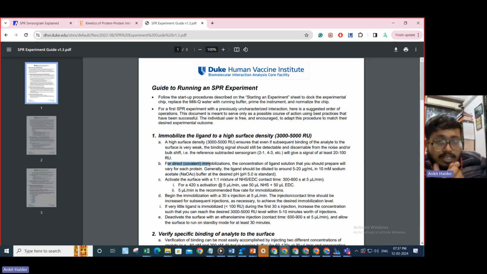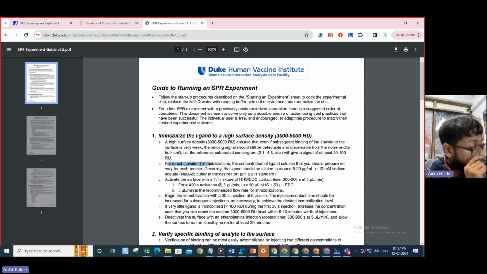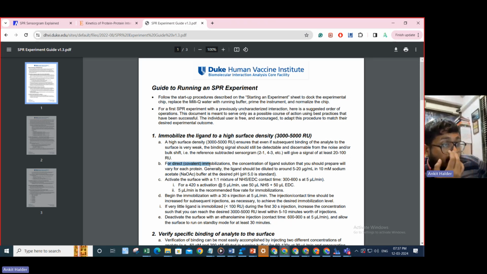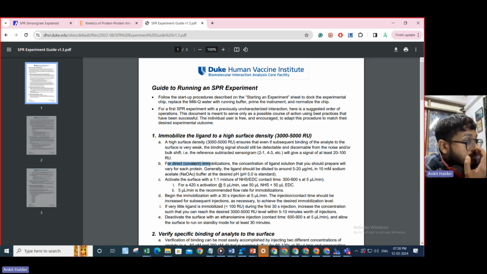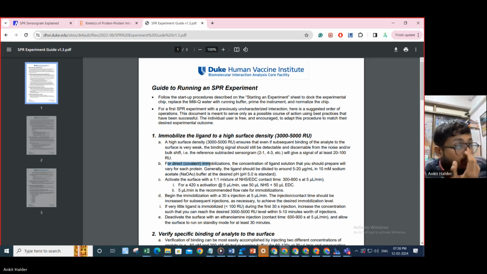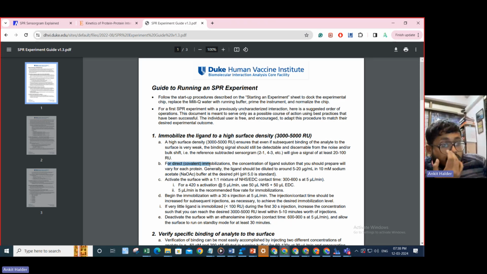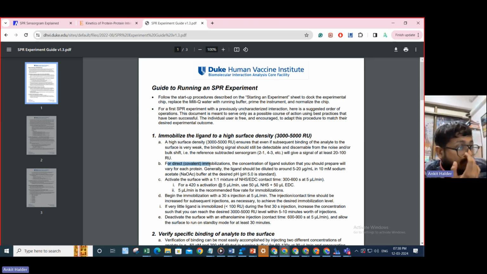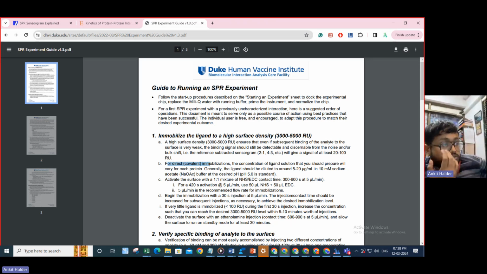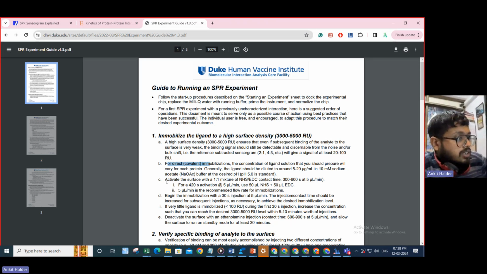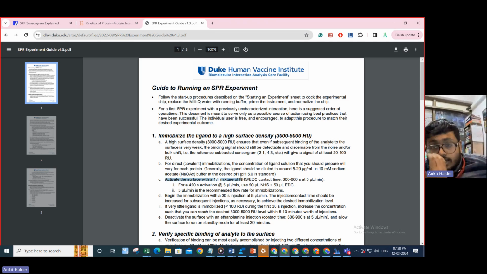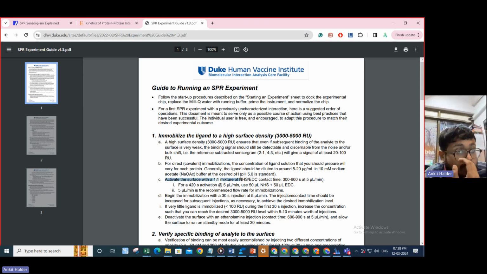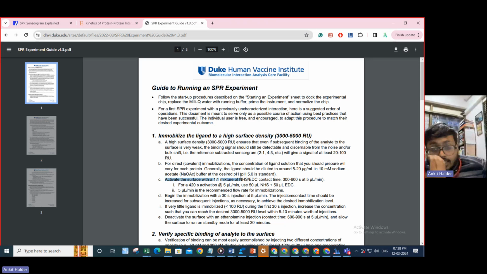For direct immobilization, the concept of an orientation-specific ligand that you prepare will vary for each protein. Generally, the ligand should be diluted to around 5 to 20 microgram per ml in 10 millimolar sodium acetate buffer at the desired pH, that is pH 5. Activate the surface over contact time. We had already spoken of activation, where one of the major advantages of CM5 is that it can easily be activated.